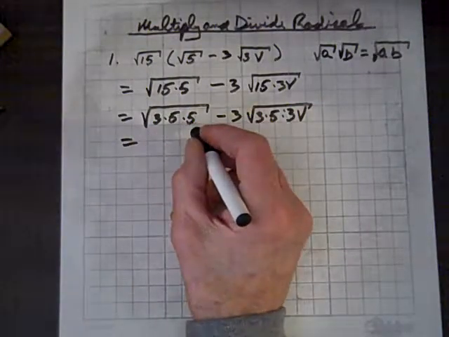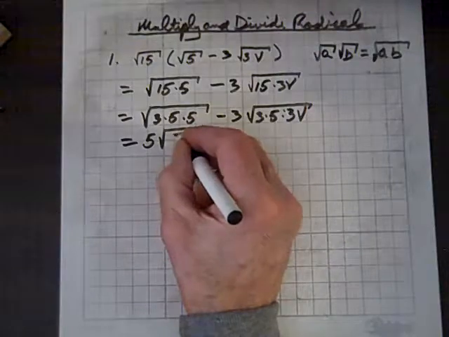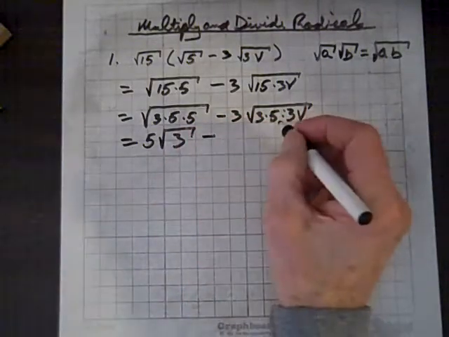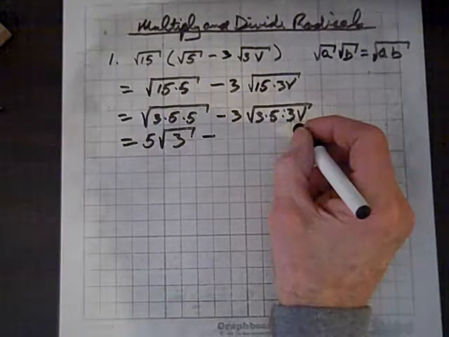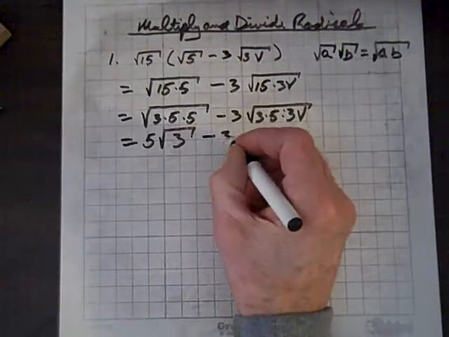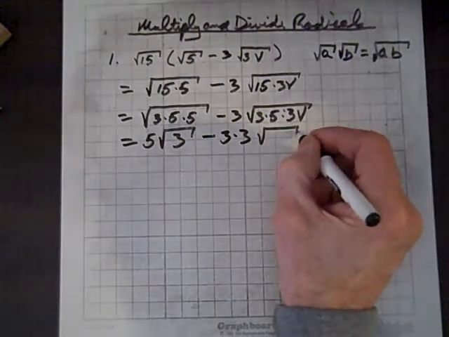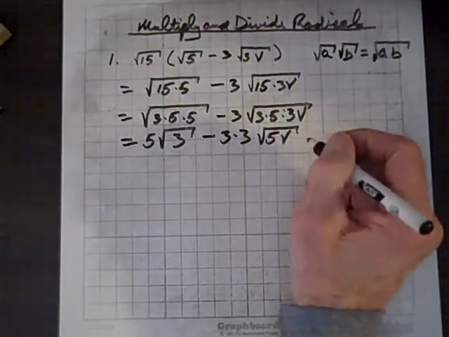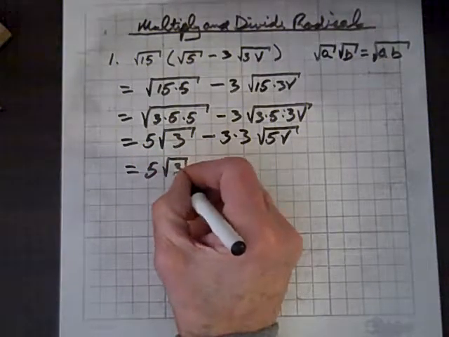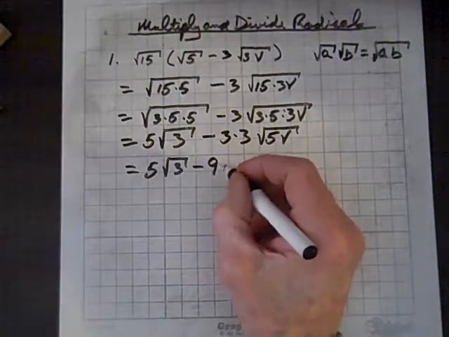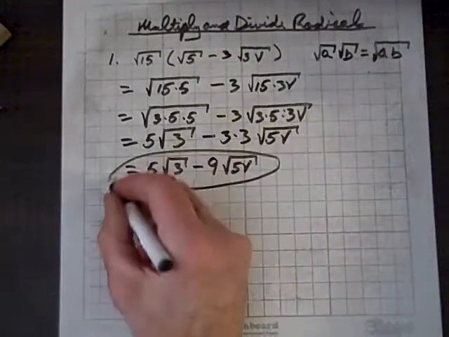Well, we've got the square root of 5 squared, so that's just 5, and what remains under the radical? The 3 does, minus. And now we have the square root of 3 times 3, which is 3 squared, and the square root of 3 squared is 3, so we have 3 times 3, that 3 that came out from under the radical, and what remains under there is the 5v. So this equals 5 square roots of 3 minus 9 root of 5v, and we are done.